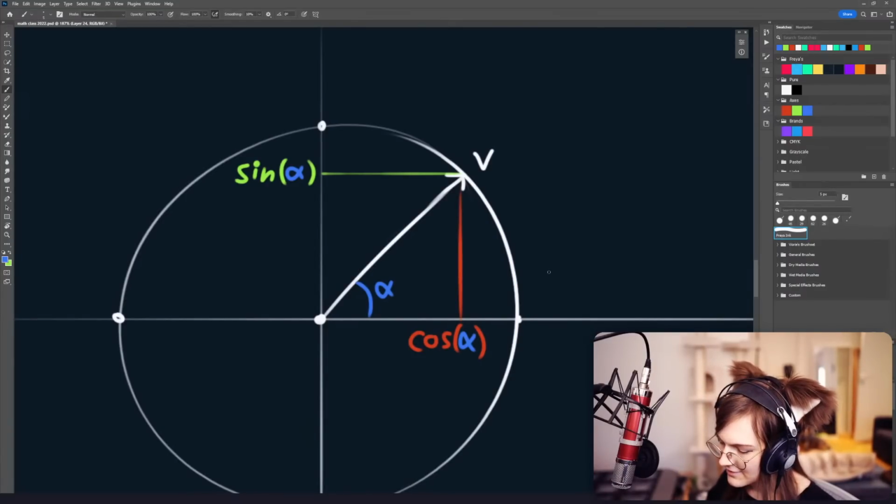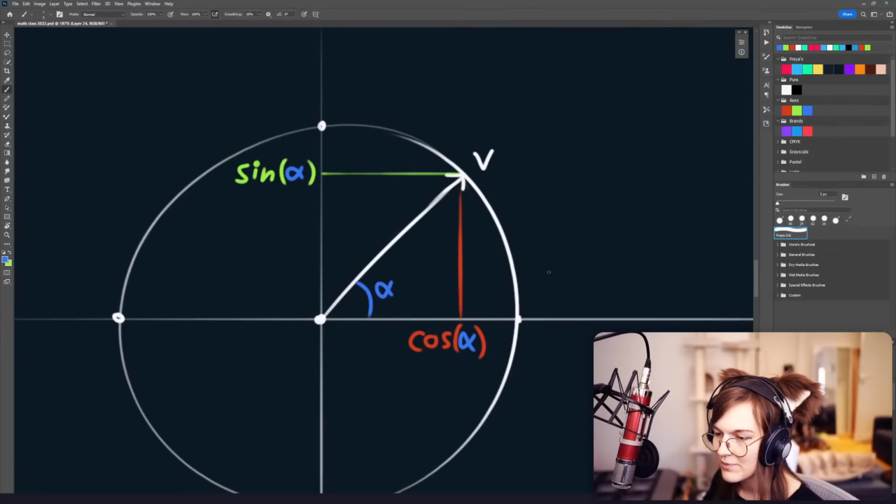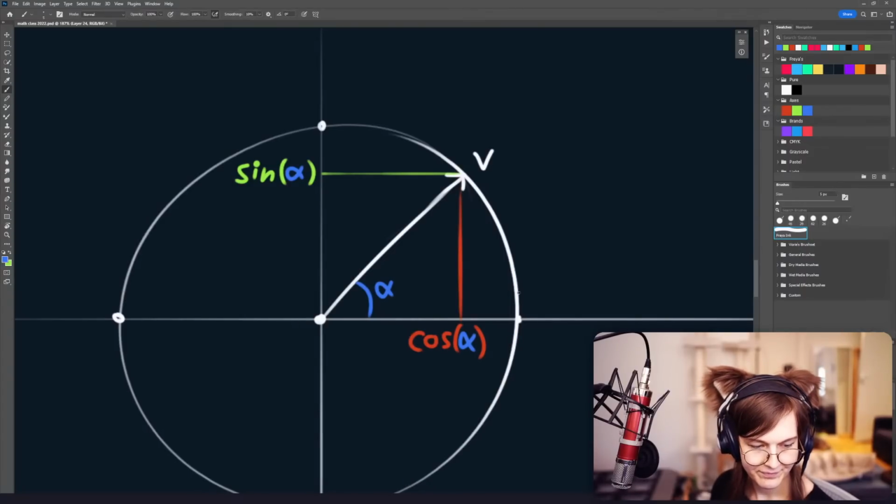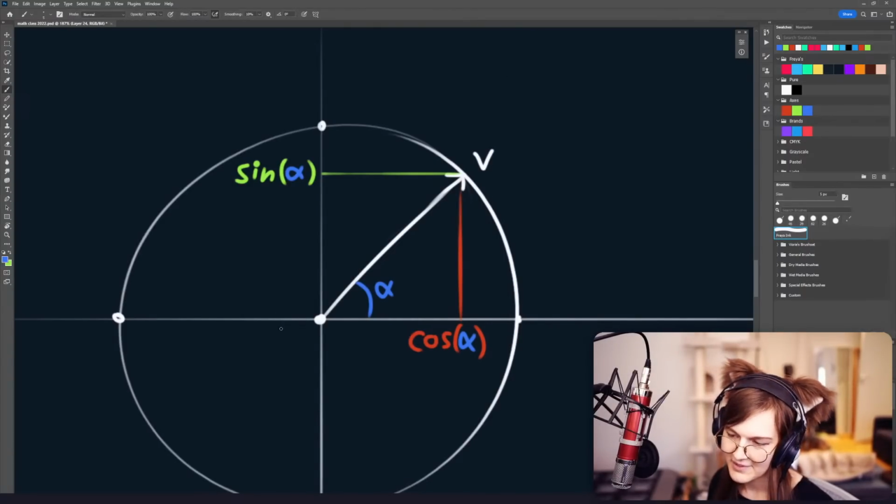But the thing about rotations is that rotations always happen in a plane. And so rotations are always planar. So the only way to talk about them is in 2D.